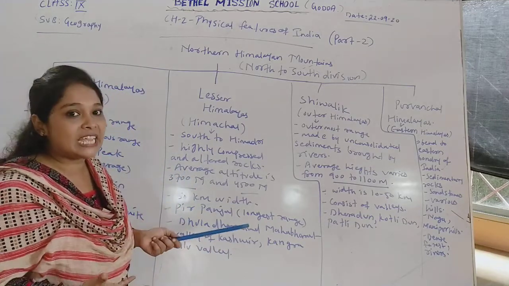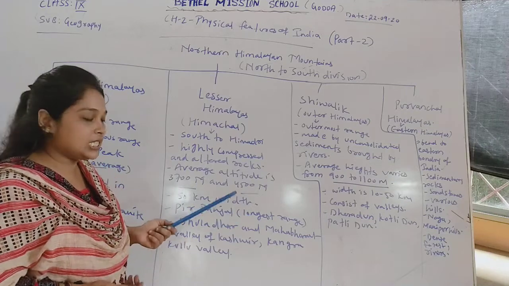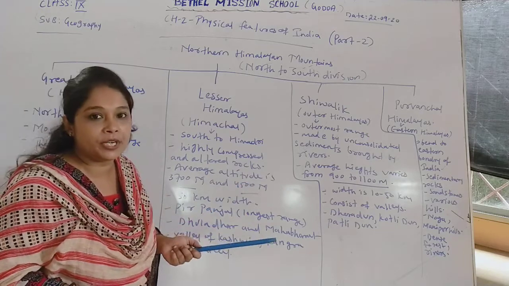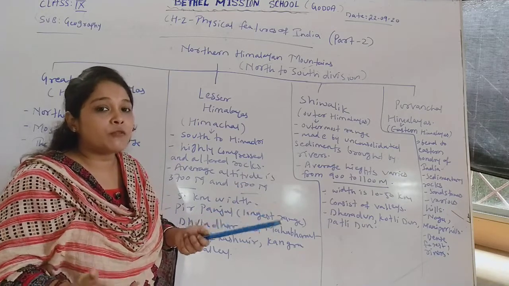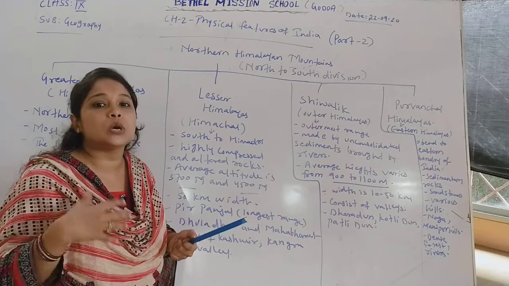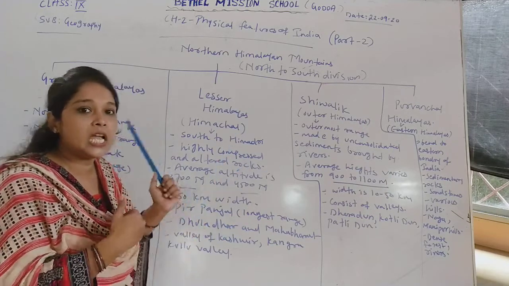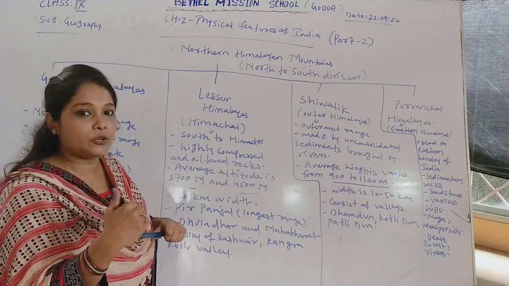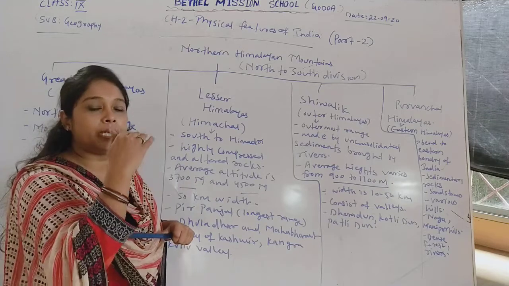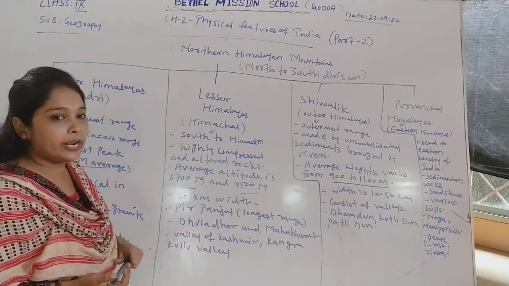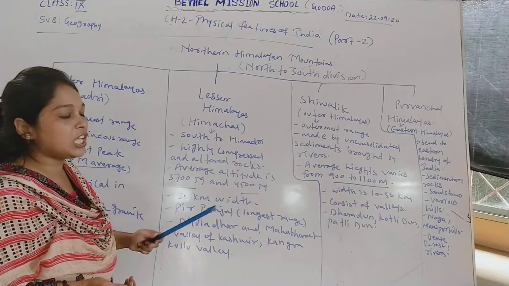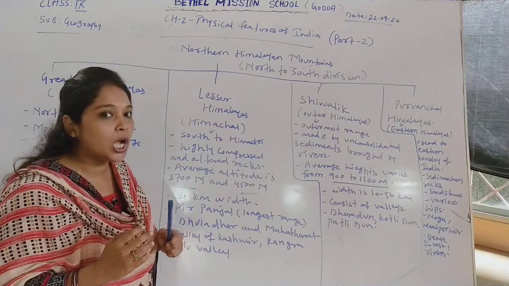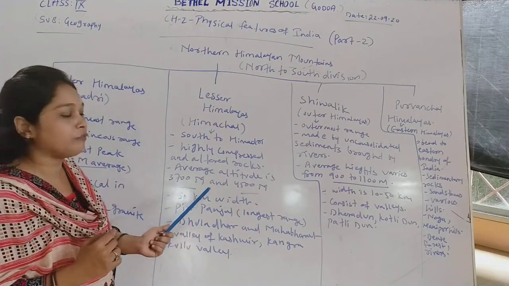Okay, and the average altitude of Lesser Himalaya is 3,700 meters to 4,500 meters. You can say that the height may vary from 4,500 meters to 3,700 meters, which is less than Greater Himalayas. That is why it is called Lesser Himalayas, and it is in the southern part of the Himadri. That means it is in the lower part of the Himadri or Greater Himalayas. Its width is 50 kilometers. As Himalayan mountains come down, the width also decreases. So it is 50 kilometers wide.